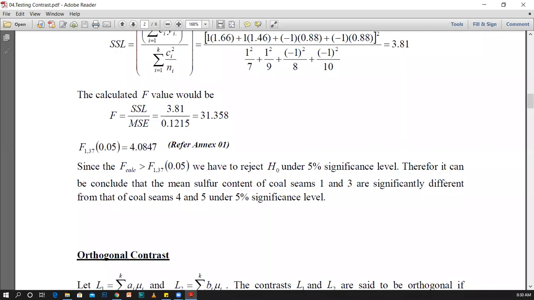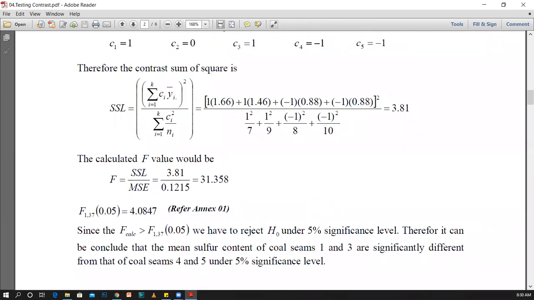And one other thing you have to keep in mind: when you are defining a contrast, it should be meaningful. Now think about this contrast. Say L equals another contrast, 3 times mu 2 minus mu 3 minus mu 4 minus mu 5. This is the contrast that they are providing us.